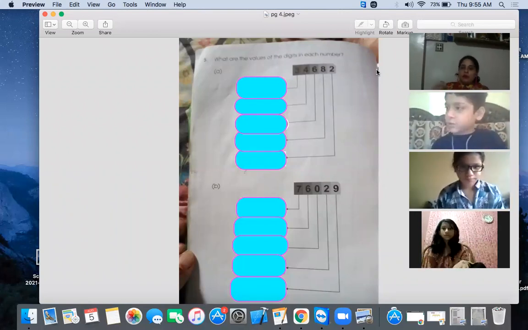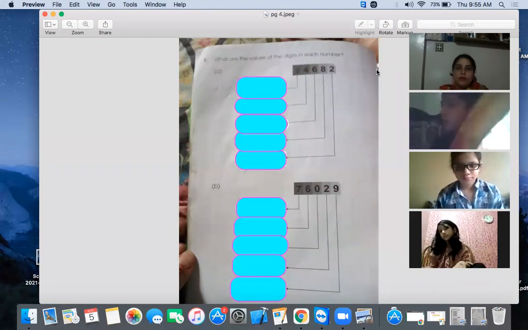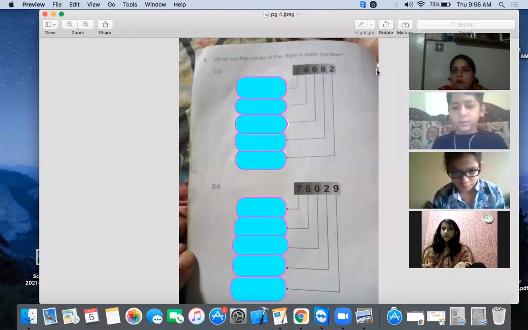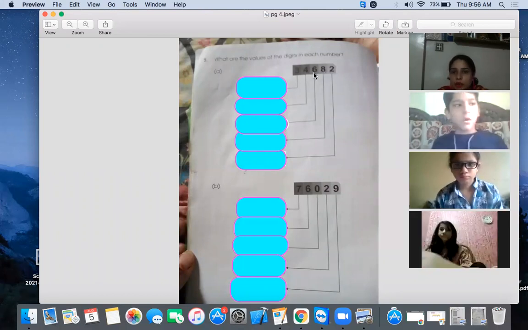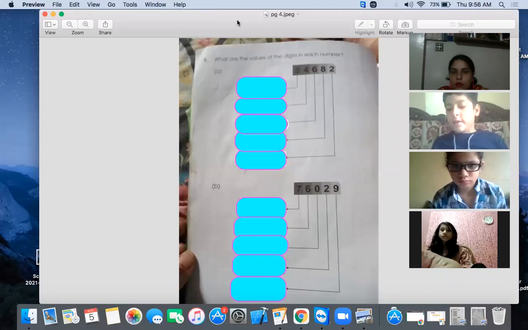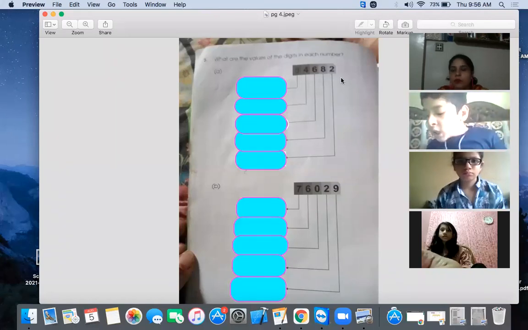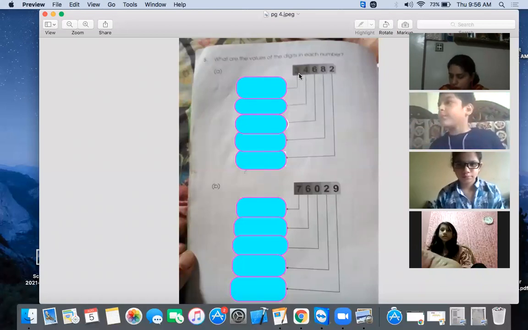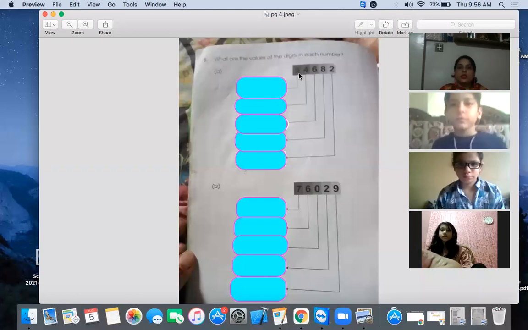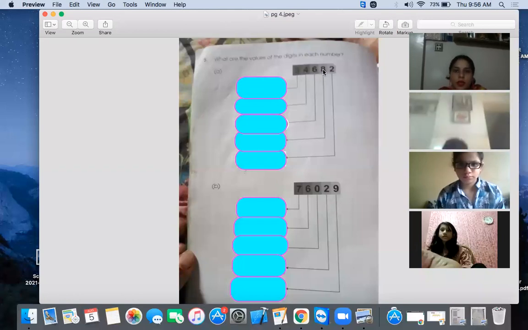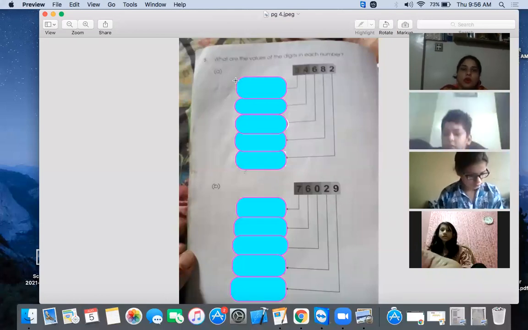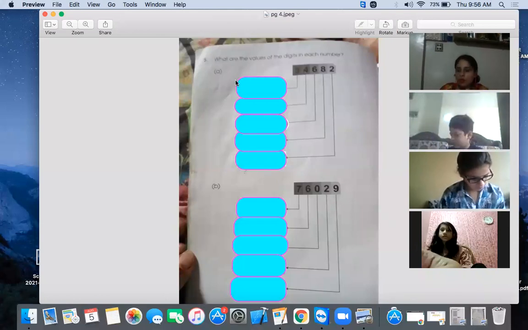You have to tell the values of each number. Everyone knows how we read the number. The first digit is ones, tens, hundreds, thousand, 10,000, right? How we read the number? Start from the top right. Ones, tens, hundred, thousand, and 10,000. What we have to do? We just write the value, or you can say the place value of each and every digit.